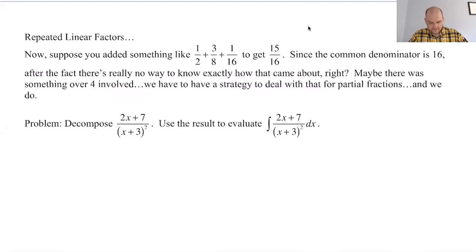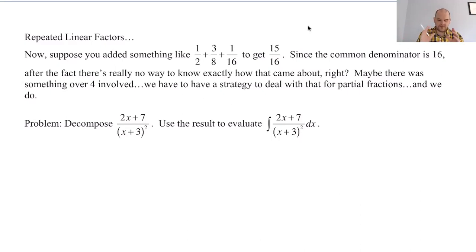So say we had something like 1/2 plus 3/8 plus 1/16. You add all those together, you get 15/16. But the issue is, once we've done that, what fractions did we add together to get that? Because 2, 8, and 16 are all powers of 2, it could have just started out as 15/16. It could have been something over 8 plus something over 16, something over 4 plus something over 8 plus something over 16. There's no way to really know.